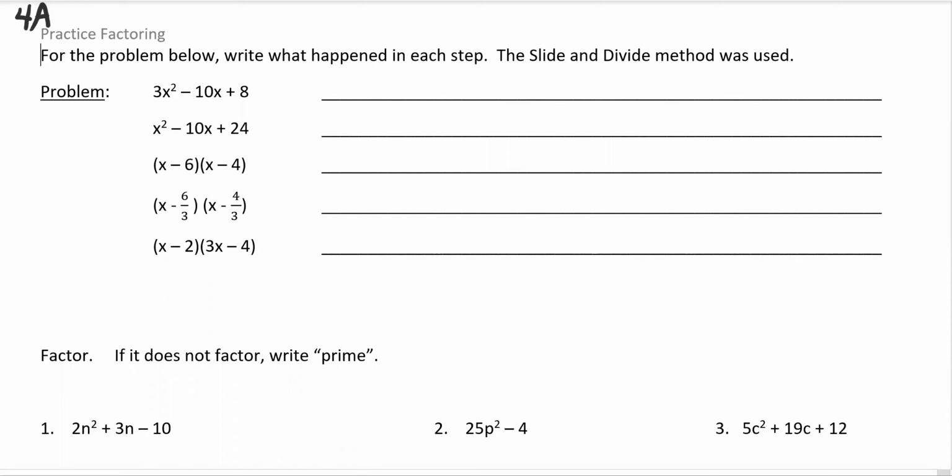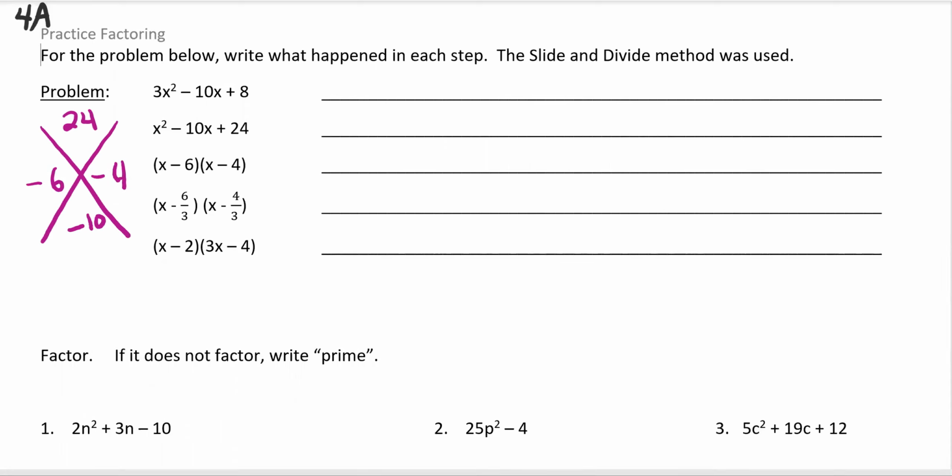On the first problem, I have a slide and divide example. So we want to take the factors of 3 times 8. So the factors of 24 that add to -10. Those factors are -6 and -4. So this second line, you can write the problem where you drop the A and write it as if A were equal to 1.